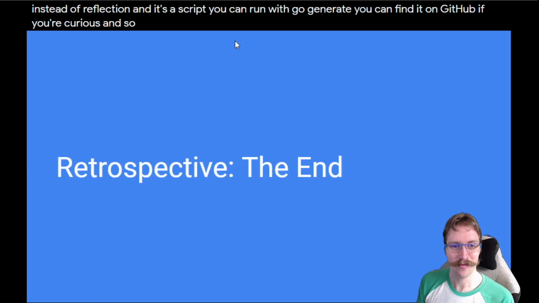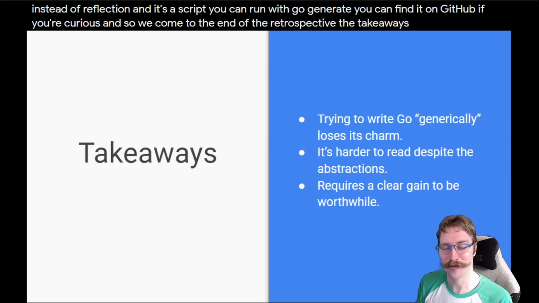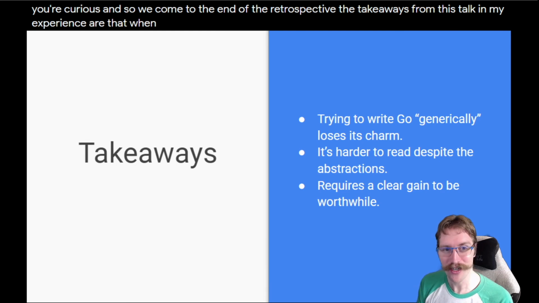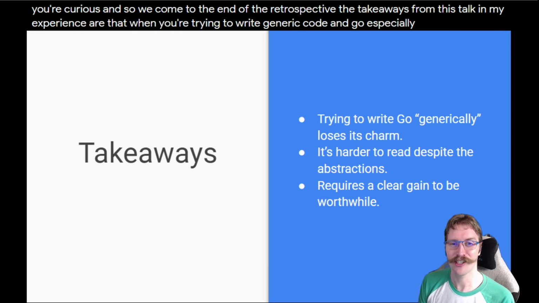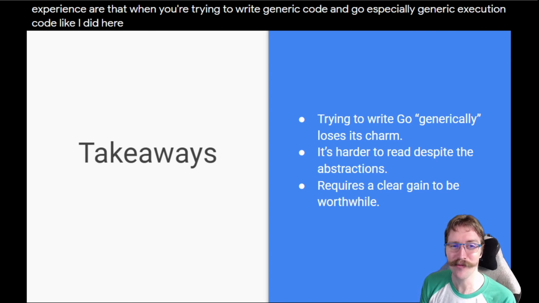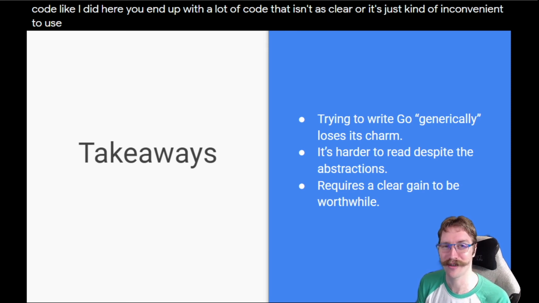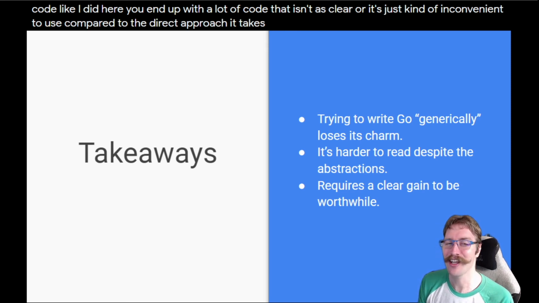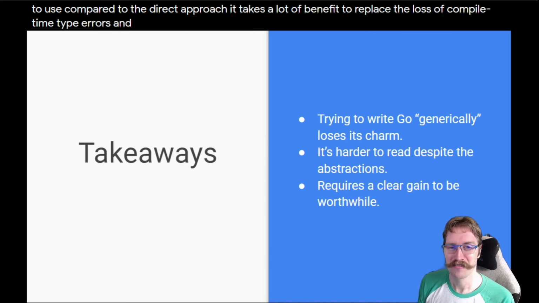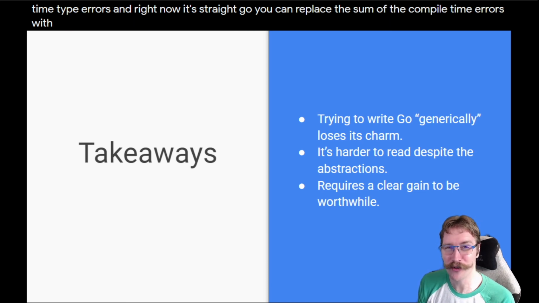And so we come to the end of the retrospective. The takeaways from this talk, in my experience, are that when you're trying to write generic code in Go, especially generic execution code like I did here, you end up with a lot of code that isn't as clear, or it's just kind of inconvenient to use compared to the direct approach. It takes a lot of benefit to replace the loss of compile time type errors. And right now, it's much harder to do instead of simply writing straight Go. You can replace some of the compile time errors with earlier runtime type checking that you do at runtime.